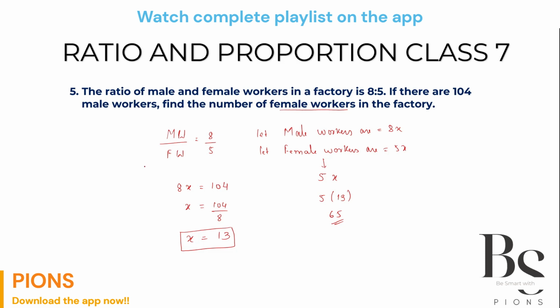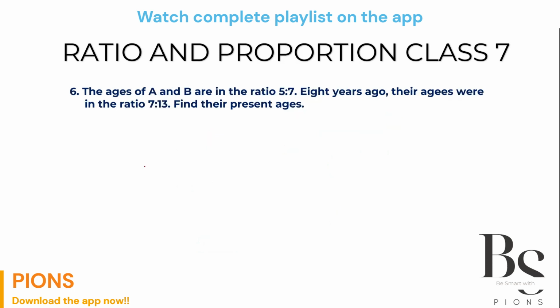Okay, let's move to question number 6. Question number 6 says the ages of A and B are in the ratio 5:7. So let's write the ages of A is to B. A is how much? 5:7. 8 years ago, their ages were in the ratio 7:13. Find the present age.